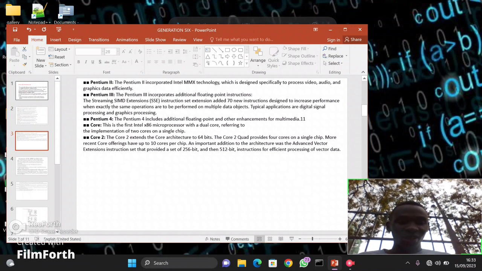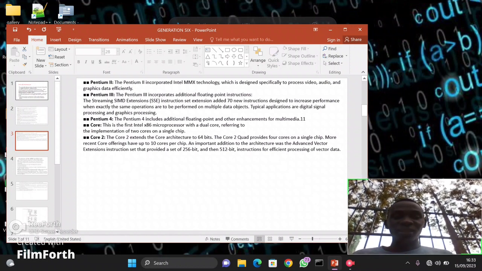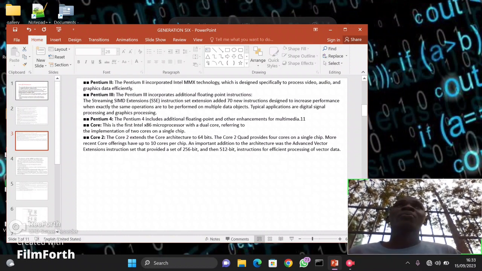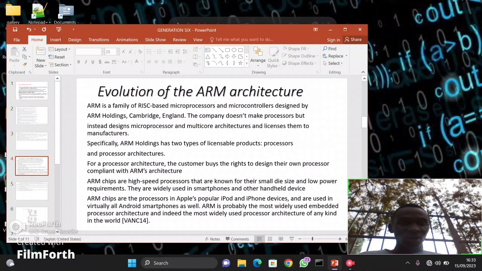An important addition to the architecture was the Advanced Vector Extensions, which provided a set of 256-bit and then 512-bit instructions for efficient processing of vector data.